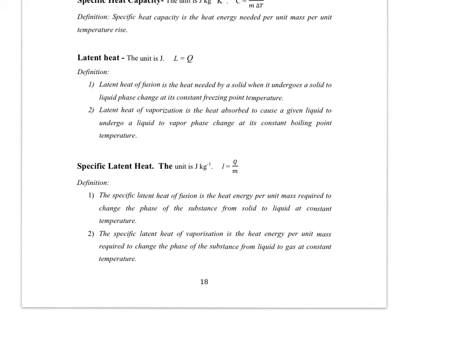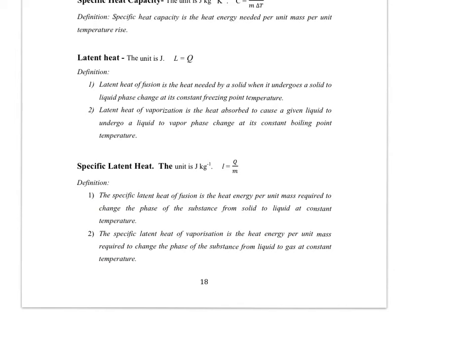Now, between these two, which is specific latent heat of fusion and specific latent heat of vaporization, which one is bigger? Which one do you think? The amount of heat needed to melt ice at zero to become water at zero, or the amount of heat energy needed to change water at 100 to steam at 100? The answer is specific latent heat of vaporization is always bigger than specific latent heat of fusion.